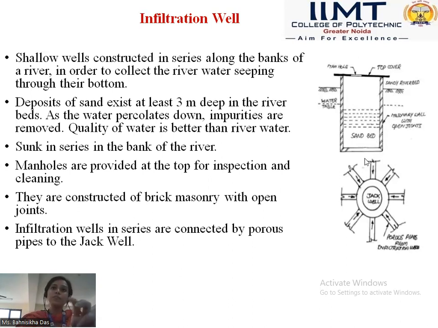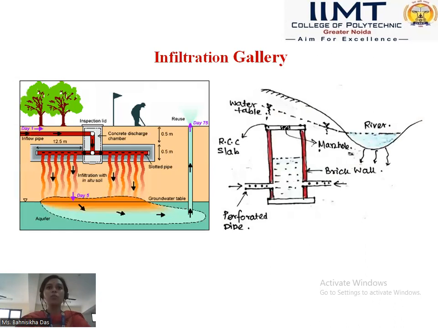After that, all the infiltration wells are connected to a particular jack well through porous pipes, from where the water is taken to the treatment plant. So the structure and working are similar to the infiltration gallery, but the only difference is that in the first case, we have seen that the water enters into this perforated pipe, from where the water enters this particular chamber.